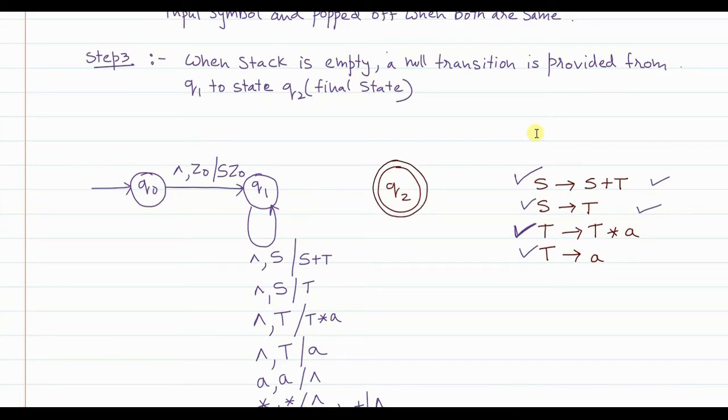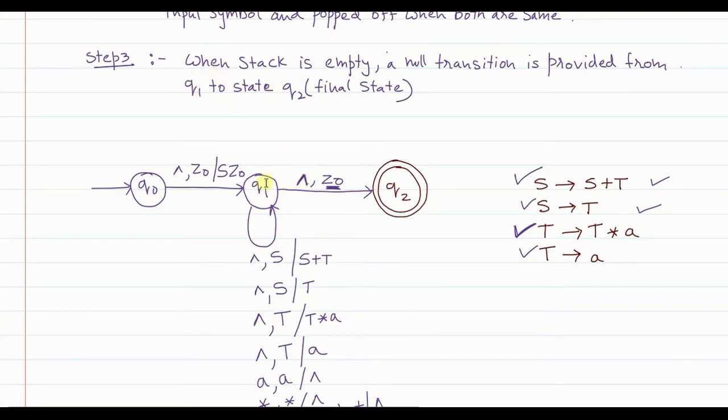Right? Now in step 3, what they are telling us is about when the stack is empty. In this process, finally, suppose the stack turns out to be empty. If the stack turns out to be empty, then a null transition is provided from state Q1 to Q2. Null transition means when there is nothing remaining to be read, that's a null transition. Okay, so finally in state Q1, suppose there is nothing remaining to be read in the input string. I'll just tell you the meaning of this.